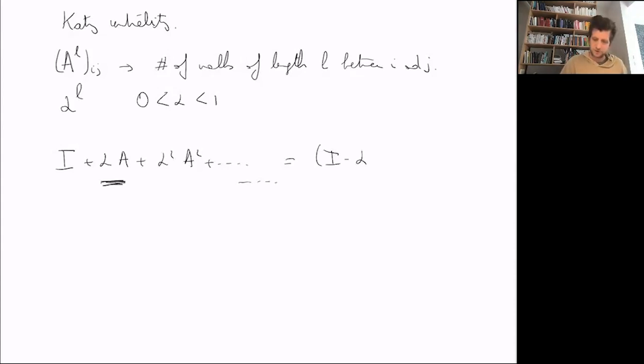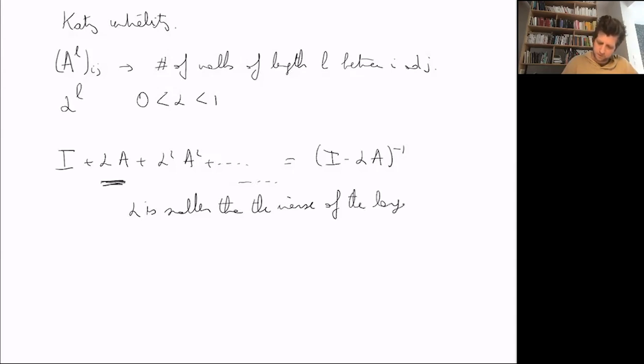if we take alpha to be sufficiently small. And when is that the case? It's going to be converging when alpha is chosen to be smaller than the inverse of the largest eigenvalue of A. So we need to take alpha smaller than the inverse of the largest eigenvalue of A, and then this series converges. We have that this whole expression can be given by this here.